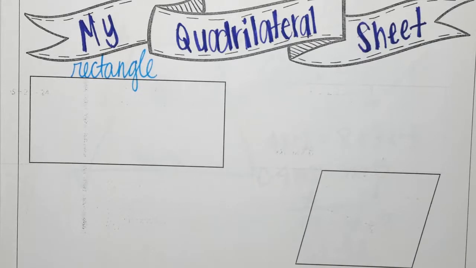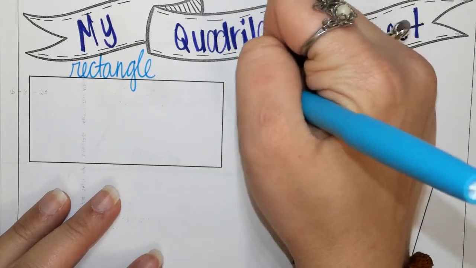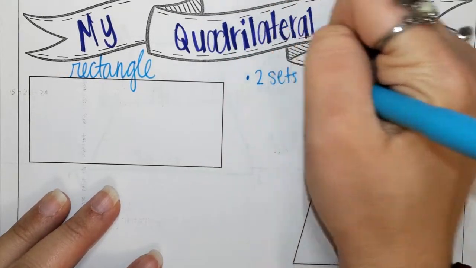Now, what is the first thing one of us knows about rectangles? Raise your hand, I'll call on you. Justin. Two sets of congruent sides. Let's write that down. Take a point.